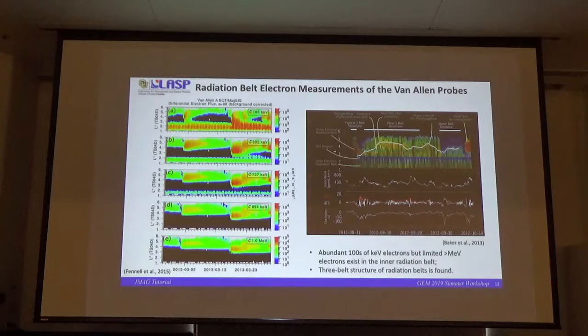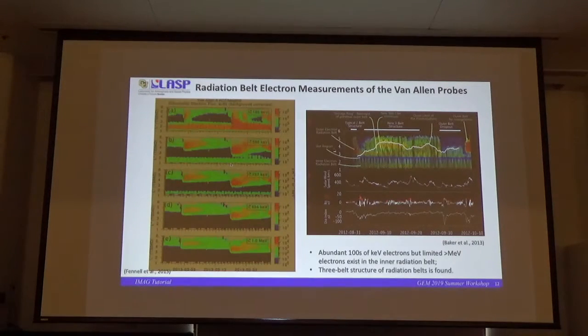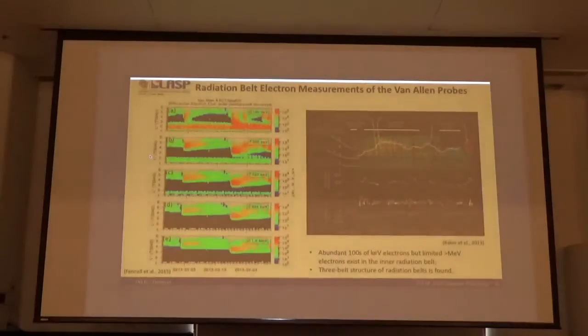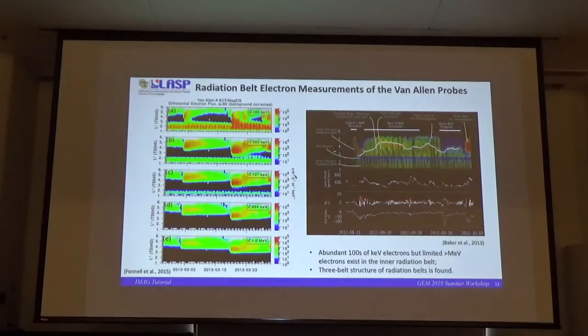This left figure here from Fennell et al. in 2015 showed background-corrected MagEIS data for different energy channels of radiation-belt electrons. And they found that for hundreds of keV electrons, there are abundant hundreds of keV electrons in the inner belt. However, as energy gets higher, there are very limited MeV electrons in the inner belt.